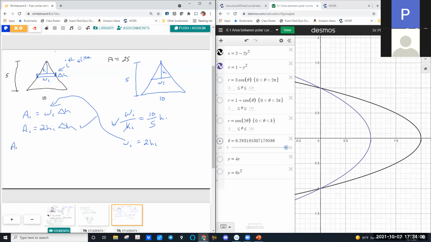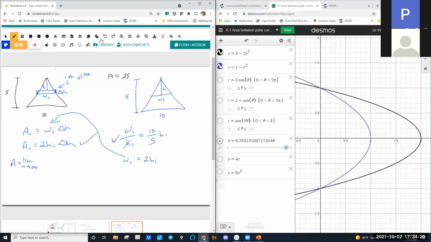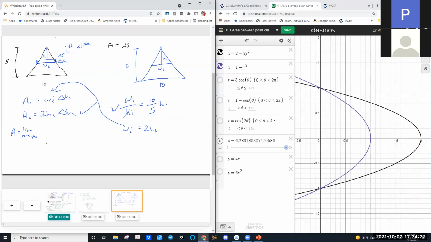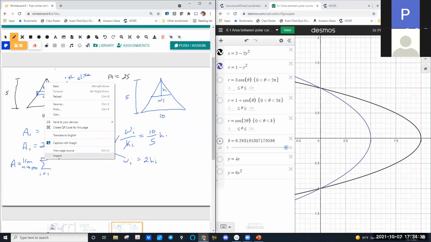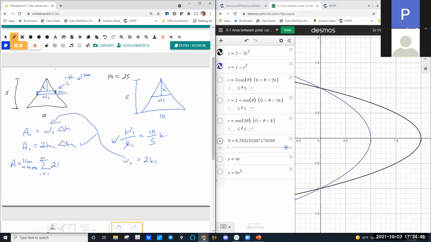Now, I'm going to write it up as a Riemann sum this time, but guys, you do not have to. We're trying to get to the point where we can skip this step, so we won't do this every time. But I want you to see the transition, what's happening, at least on these first few examples. So n goes to infinity. Excuse me, I could have put that in there to begin with, but since I put the limit out front, let's do this: the sum from i equals 1 to n of 2h sub I delta h.